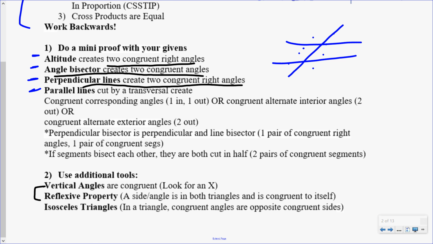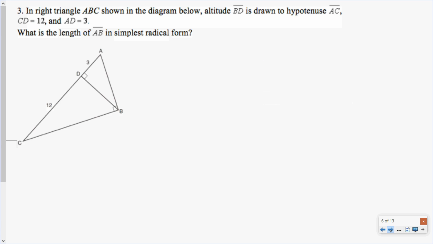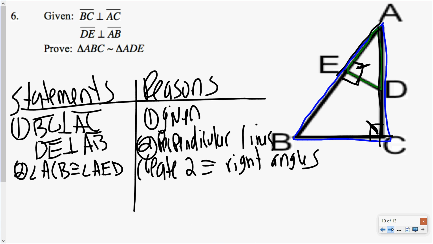VRIAS. VR, vertical angles, reflexive property. Vertical angles I have when there's an X. Reflexive property is a side, or in this case, an angle. That would be in both triangles. So let's see which I have here. Do I have vertical angles? Do I have an X anywhere? No. So I'm going to look for reflexive property.